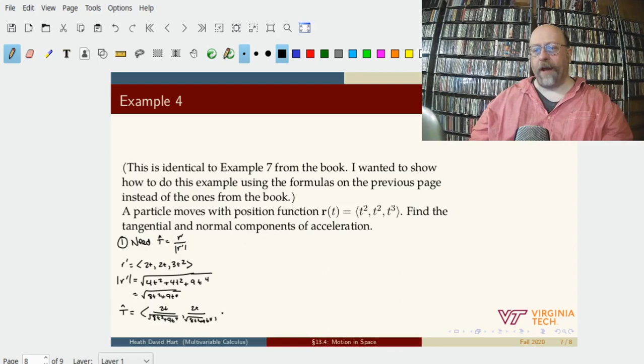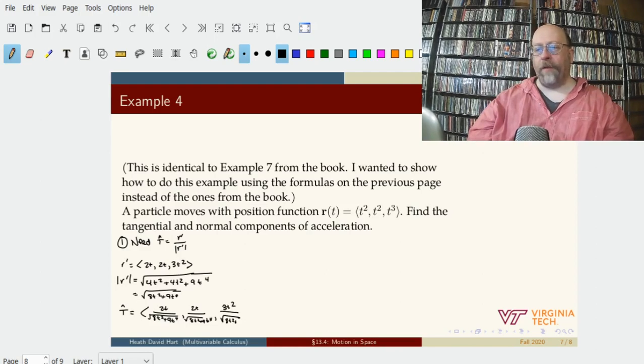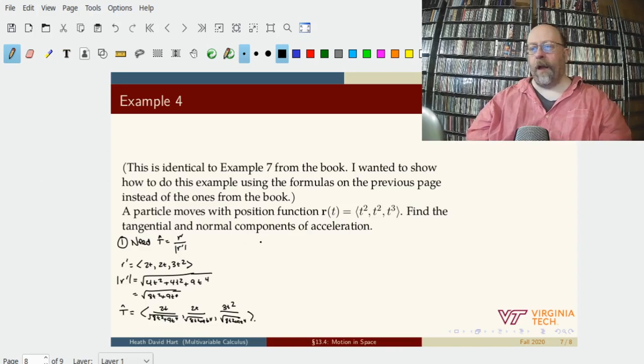comma 2t over square root of 8t squared plus 9t to the fourth. And now I'm writing kind of small. 9t to the fourth over, 3t squared over the square root of 8t squared plus 9t to the fourth. All right.